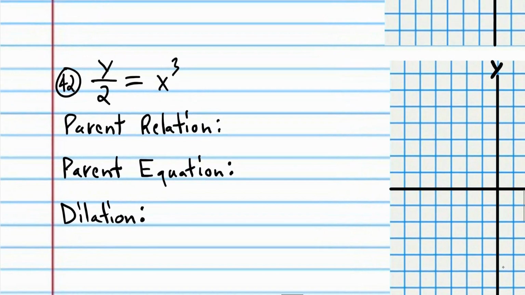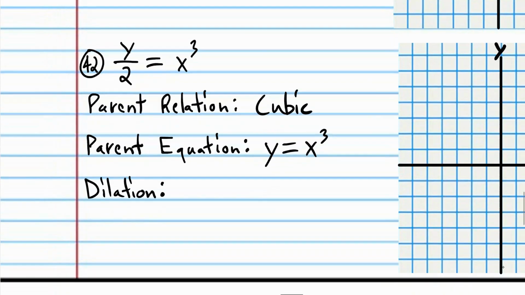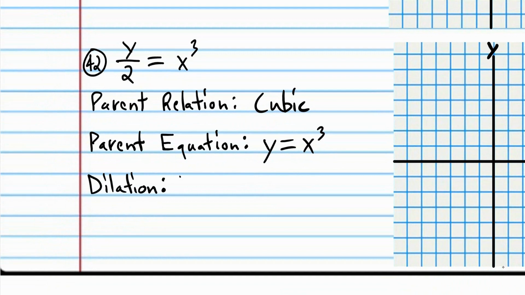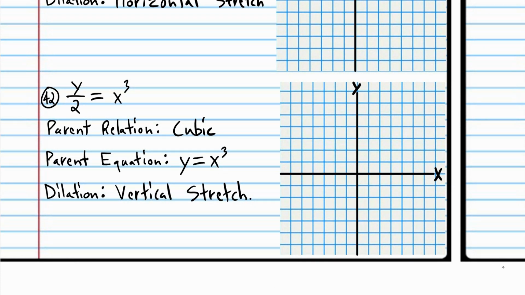Okay, we're back. The parent relation is the cubic relation. The parent equation is y is equal to x cubed. And this is a vertical dilation because we're dividing y. Whenever you multiply or divide y, it's always a vertical dilation. And it's a stretch. Whenever you divide, it's always a stretch. If we plot the parent graph, it looks like so.